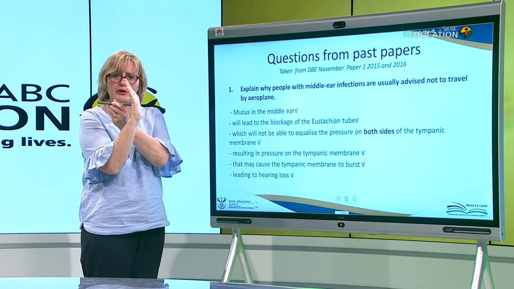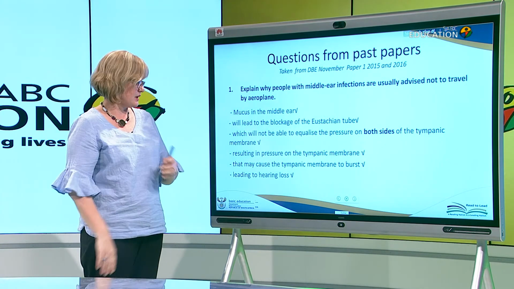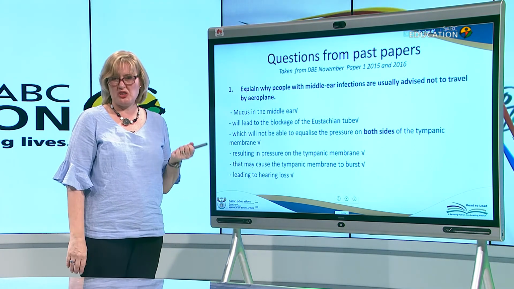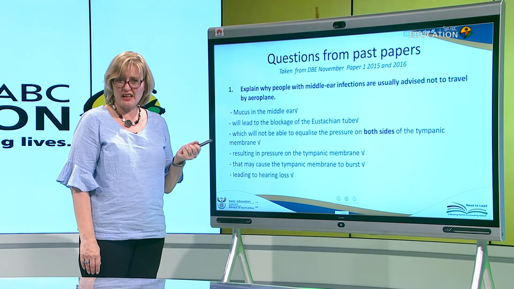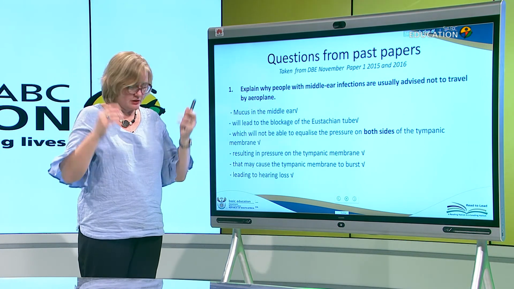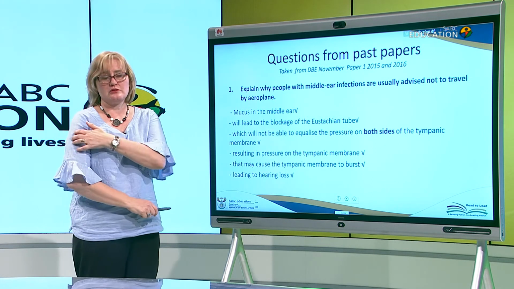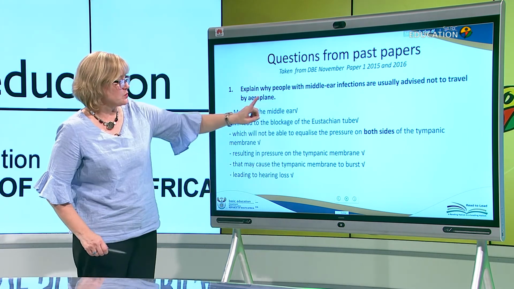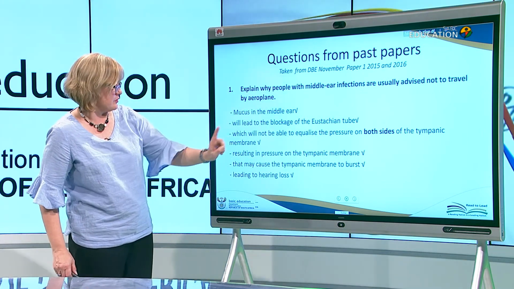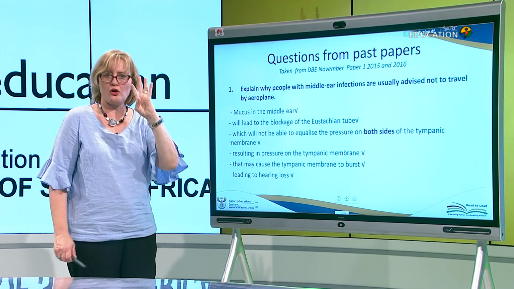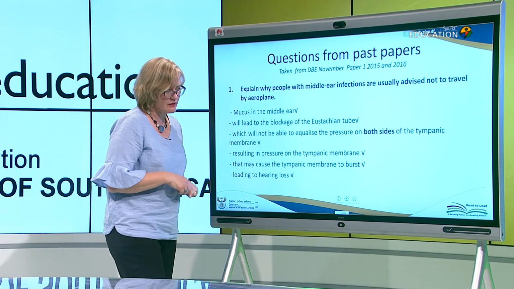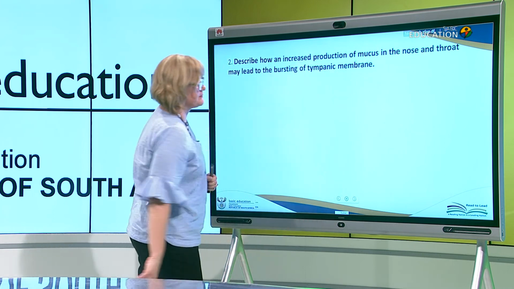So there will be a lot of pressure on it. It will bulge outward, right? And that can even cause it to burst. Imagine that, flying in an airplane and your eardrums are bursting. And that leads to hearing loss. Right, so it's 1, 2, 3, 4, 5, 6, and this was 4 marks. So any 4 marks is correct.